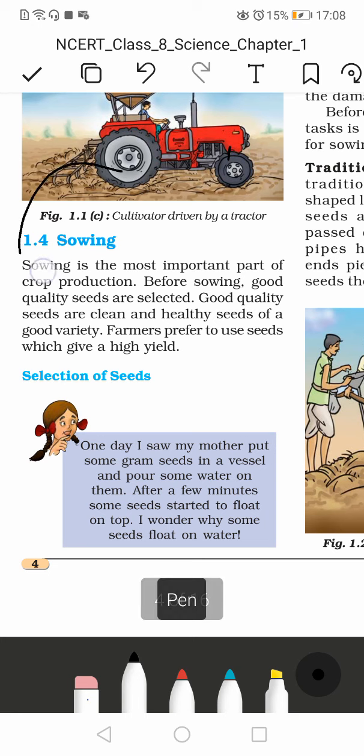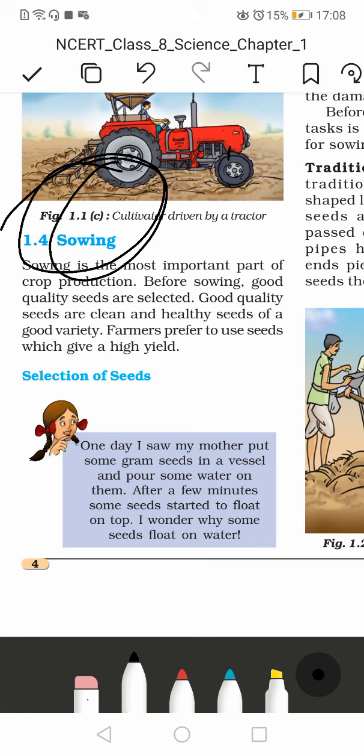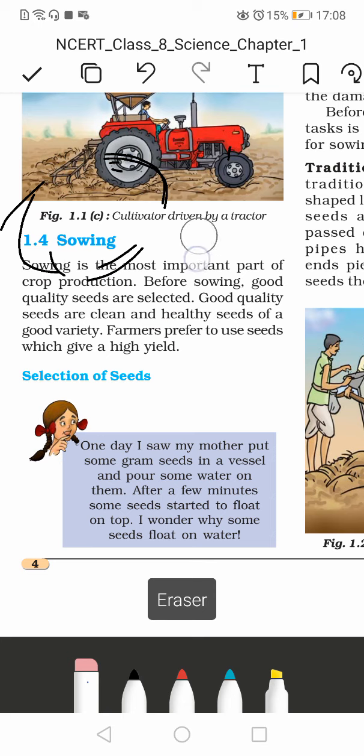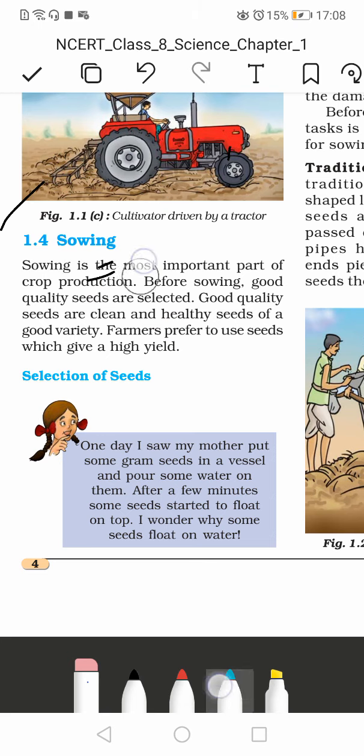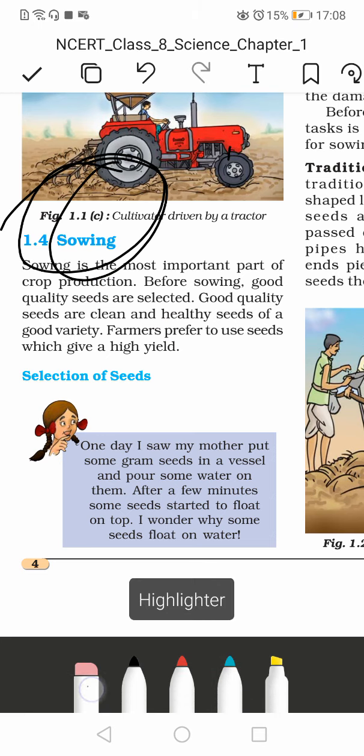Now let's move on to the next part, that is sowing. Sowing is the most important part of crop production. So sowing is super important. It is a really important topic, probably the most important in the chapter.